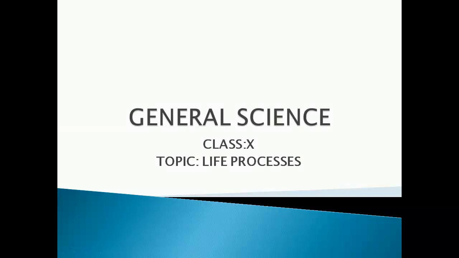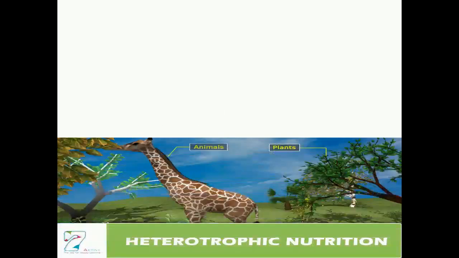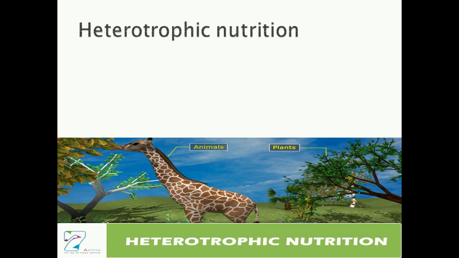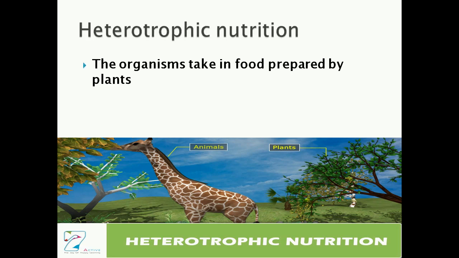Good morning, children. Last class we have seen about the nutrition in plants, isn't it? So the nutrition in plants is autotrophic nutrition. Yes. Today we are going to see the nutrition in animals, that is heterotrophic nutrition. Okay, so we know what is meant by heterotrophic nutrition.